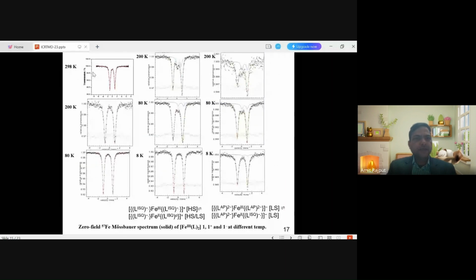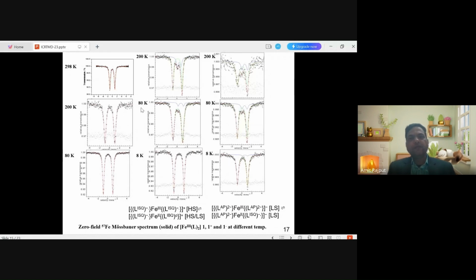For this, time dependent or temperature dependent Mössbauer spectra were done on all three complexes. This is for the one electron oxidized species, and this is for the one electron reduced species. For the one electron oxidized species at 80 Kelvin, and also for the one electron reduced species at 80 Kelvin, the spectrum is composed of two subspectra, one symmetric.